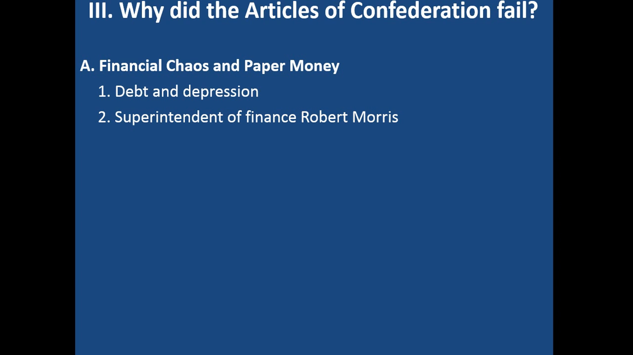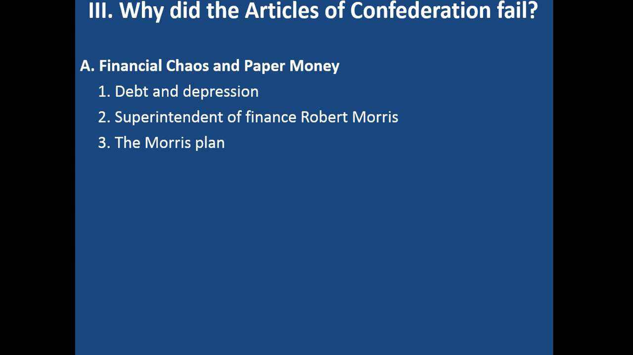So along comes this guy named Robert Morris, who's a Philadelphia merchant, to be the superintendent of finance. He was the superintendent of finance from 1781 to 1784, and he was charged with taking control of these economic problems to think up a solution. The thing that he thought up is called the Morris Plan. Basically, in order to pay for the debt, he said, let's put a 5% import tax on stuff that's coming into the country. Congress didn't like it. They needed a unanimous agreement on an amendment like that.